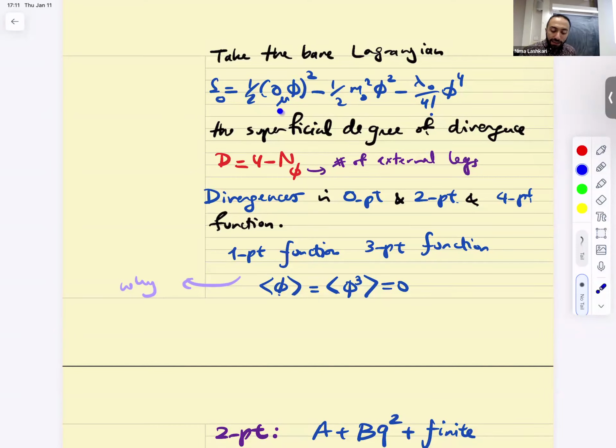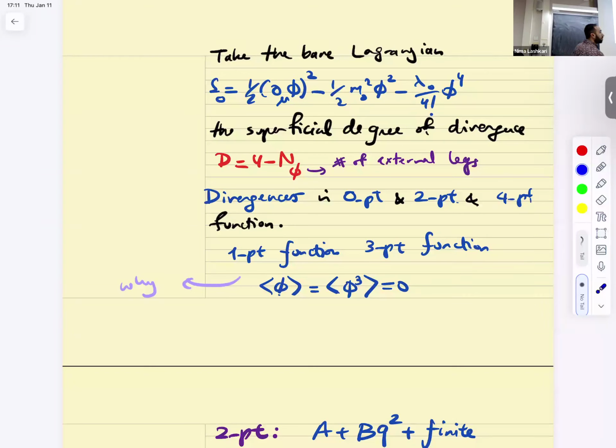So let's go back and take the bare Lagrangian. This is the bare Lagrangian. Imagine a diagram with superficial degree of divergence D, but we said that in this theory, I went over this quickly last time, in 3 plus 1 dimensions, the degree of divergence is only a function of the number of external legs. We went through the examples of the QED example. In this case, this means that if you care about dealing with divergences, you only have to consider the 0 point, 2 point, and 4 point functions. 1 point and 3 point functions vanish.